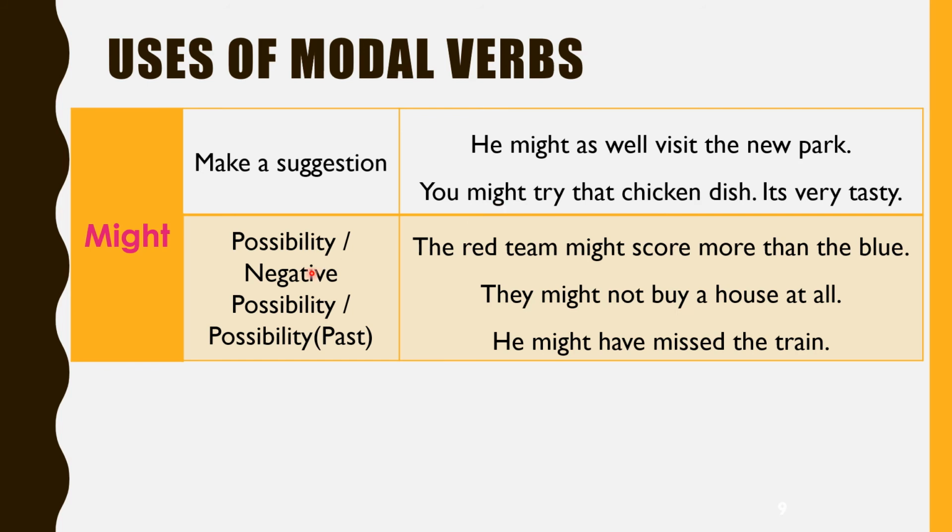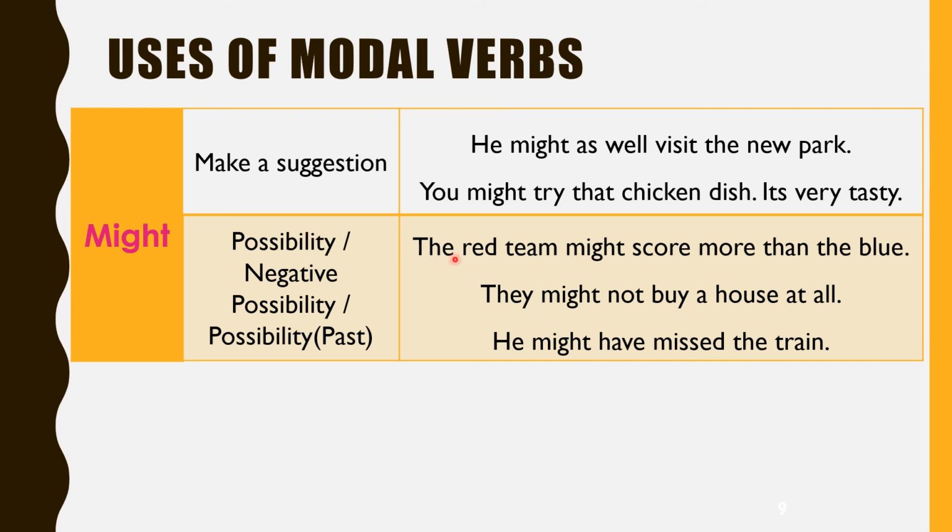Now, possibility here, may also can be used for a possibility, but the difference here is may will be used to express strong possibility in the present or future. Something is going to happen if we are sure 90%, then we use may. Suppose we are not very sure that is going to happen, maybe our percentage of possibility is less than 90% or 60%, then we use might.